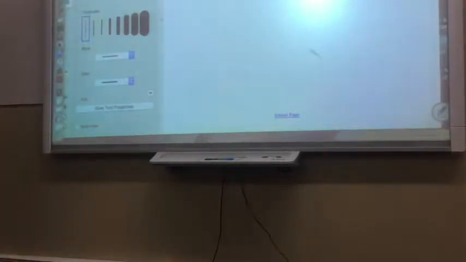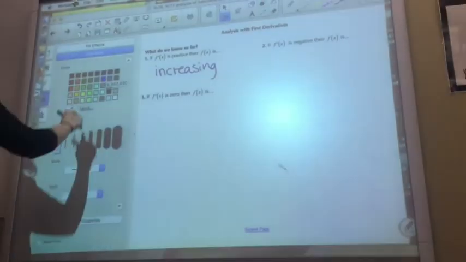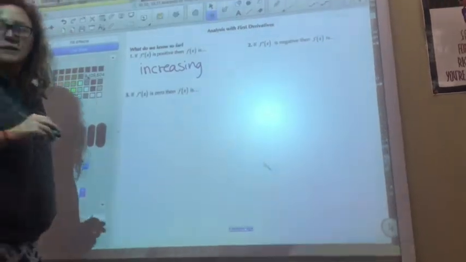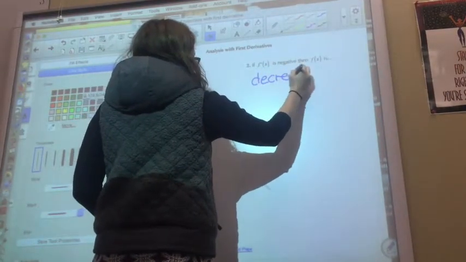x is our slope function, right? So if our slope is positive, we know that our function has to be increasing. Fernanda, if f prime is negative, then what do you know about f of x? F of x is decreasing.